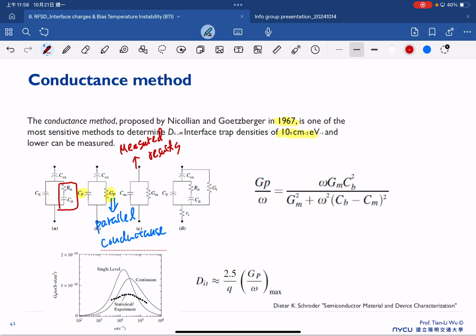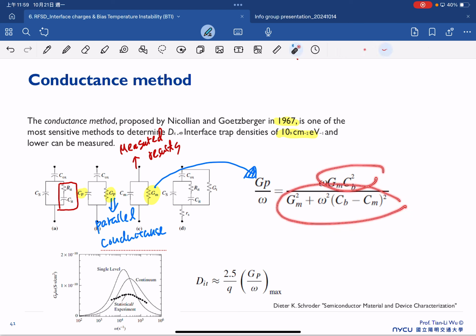Because in the measurement, there's no way to distinguish. What we can only do is some mathematical calculation. So then we just try to make this network equivalent to this one. If you make these two identical to each other, then you can start to convert the GM here to this equation. So the GP over omega is equal to this over this here.